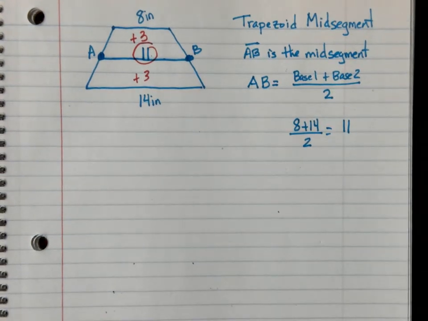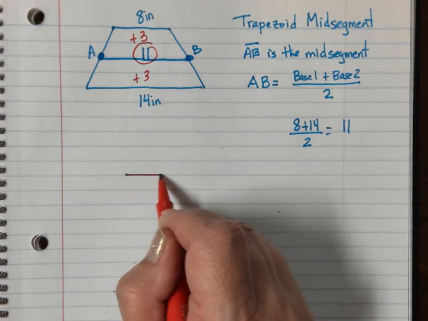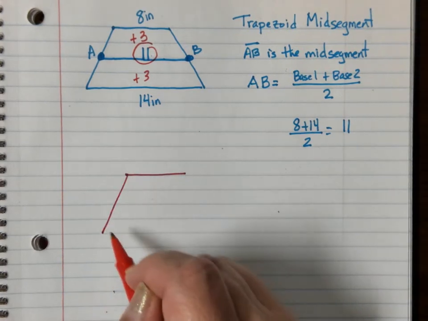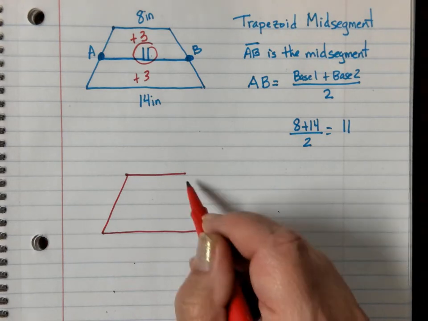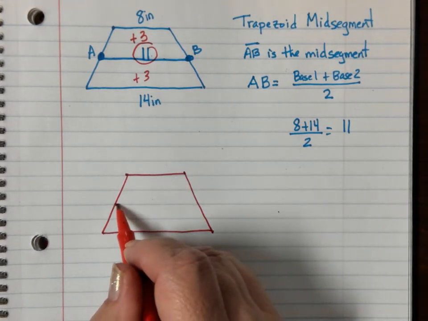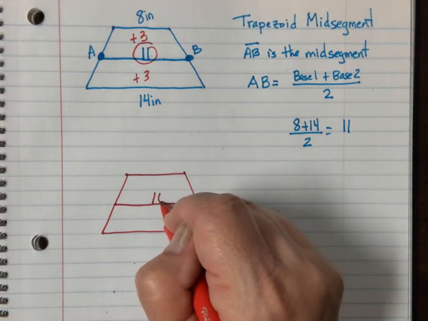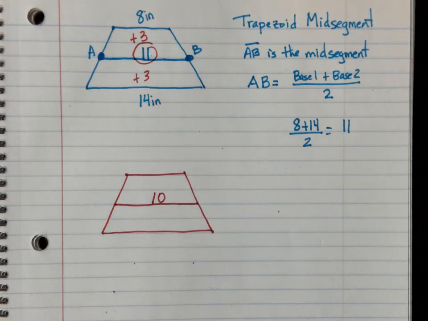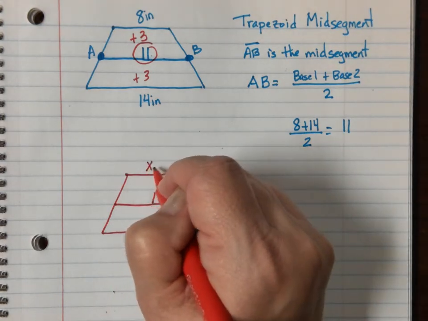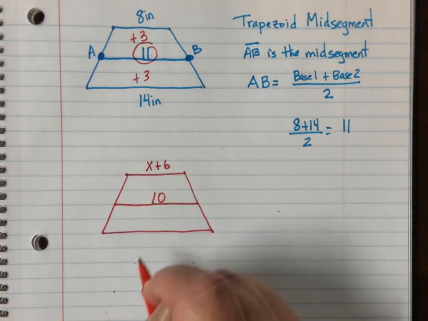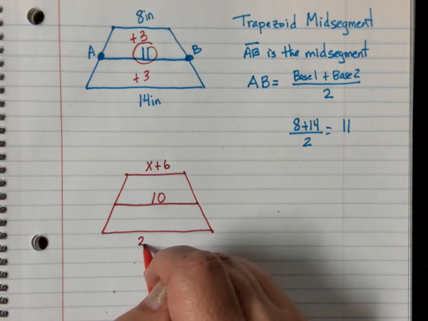Alright, so I know I said one more example, but that's just one more idea. Now we have to do it with what if there's some variables on there. So let's draw another trapezoid that has a mid-segment. This time they're going to tell us the mid-segment is 10. This top is x plus 6, and this bottom is 2x minus 4.